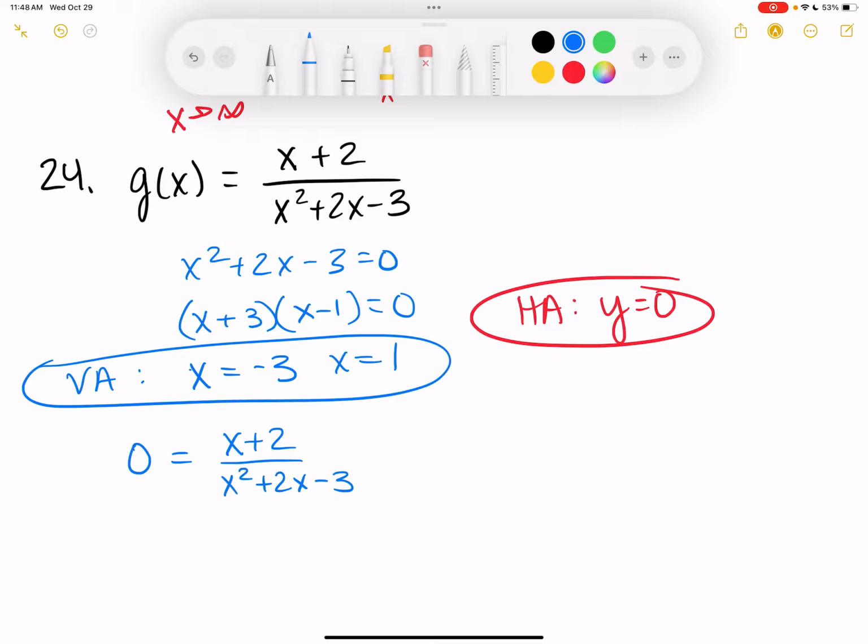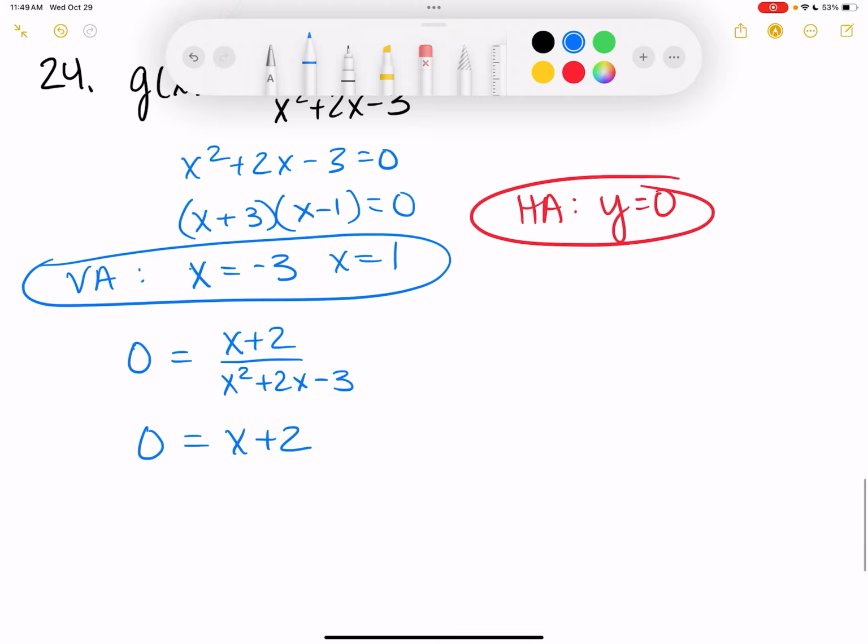So I end up with 0 is equal to x plus 2. Because you multiply by the bottom to get rid of the denominator. So with an x-intercept, all that's going to matter is the top of a rational function. The bottom is irrelevant because when we multiply both sides by it, 0 times that is just 0. So from here on out for an x-intercept, all you need to do is say 0 is equal to whatever the numerator of your rational function is. So x is equal to negative 2.